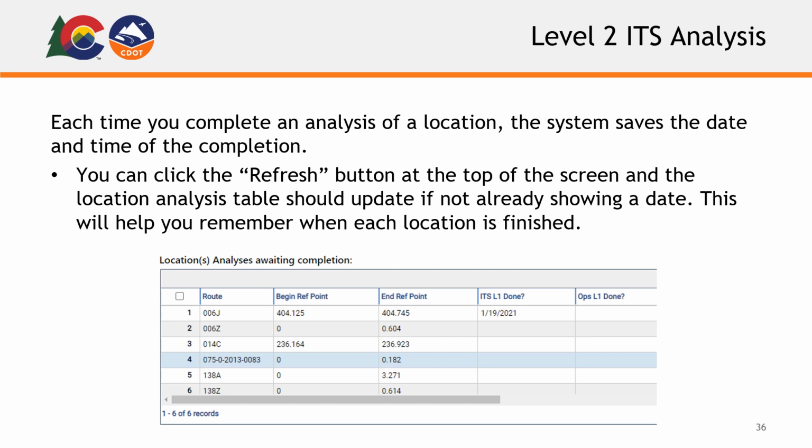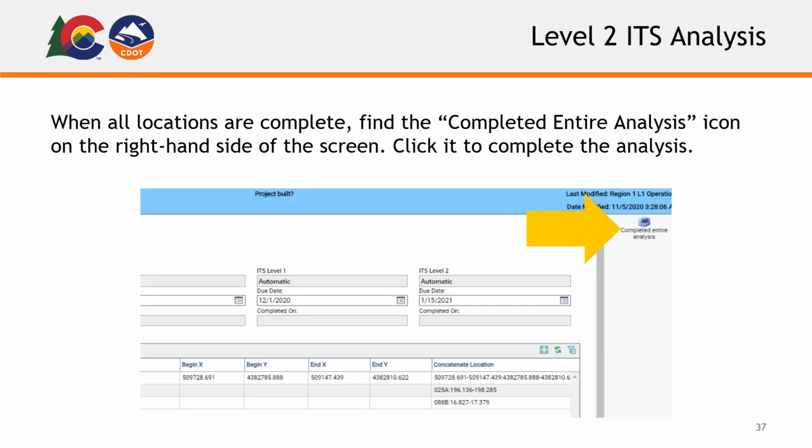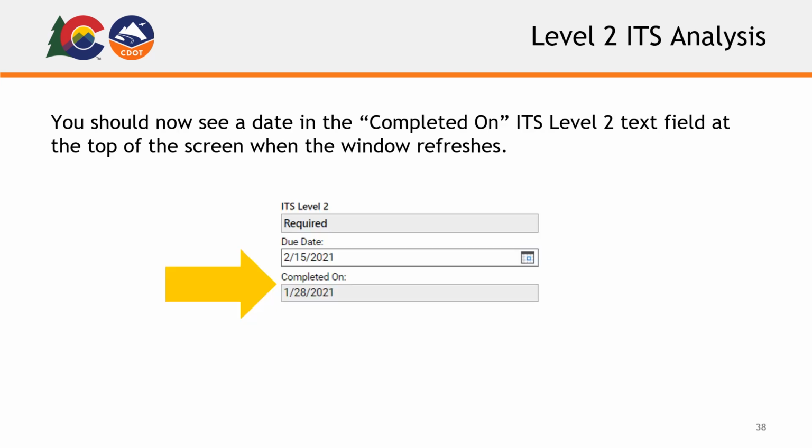You can click the Refresh button at the top of the screen and the location analysis table should update if not already showing a date. This will help you remember when each location is finished. When all locations are complete, find the Completed Entire Analysis icon on the right-hand side of the screen. Click it to complete the analysis. You should now see a date in the Completed on ITS Level 2 text field at the top of the screen when the window refreshes.